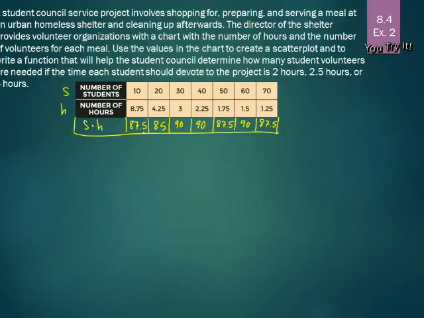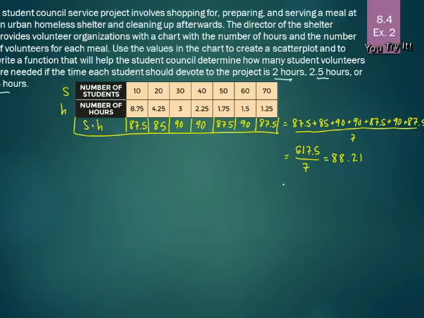Let's add up each of these products of S and H, and then divide by 7, since that's the number there are. Then we get 617 and 5/10 divided by 7, which gives us 88.214285, etc. Let's round to the hundredths, so 88 and 21/100. Then if we use the number of hours as our dependent variable, we could say H of S equals 88 and 21/100 divided by S.